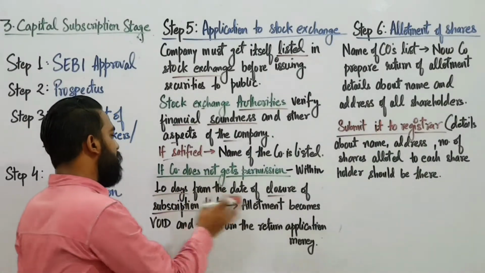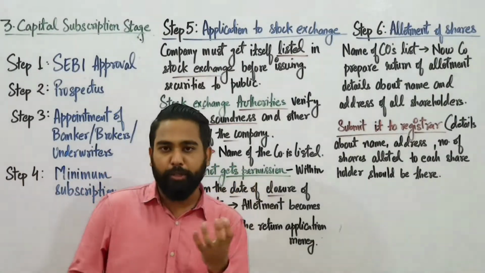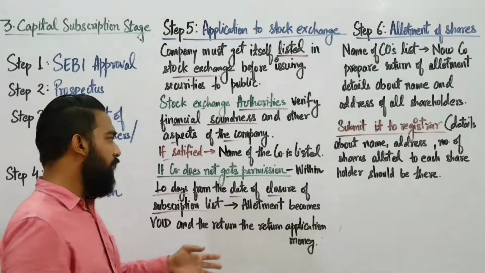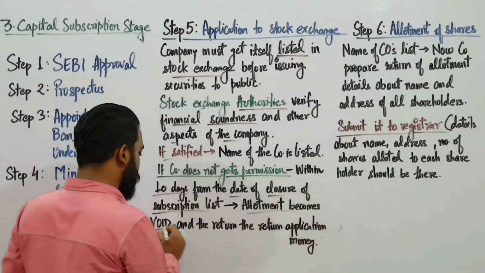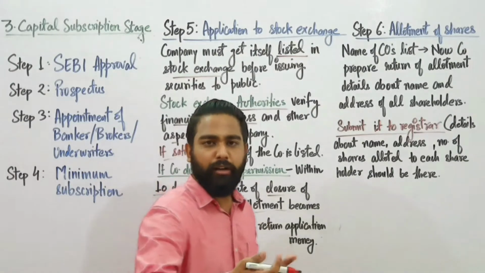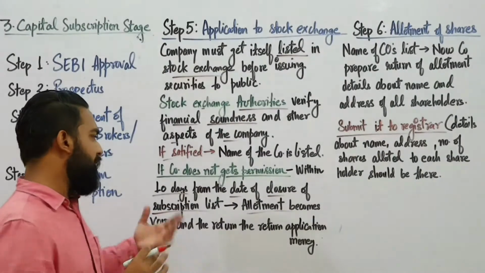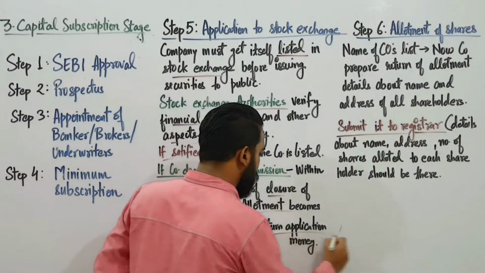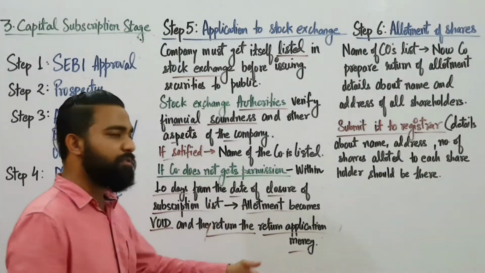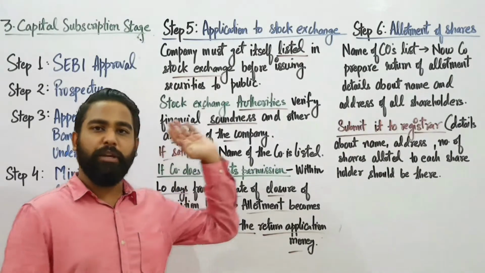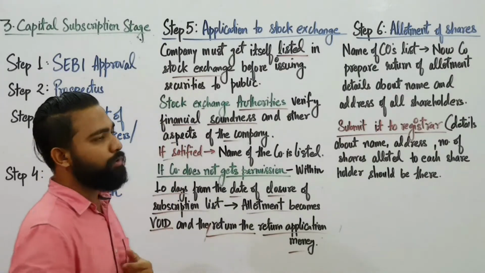In this case, within 10 days from the date of closure of the subscription list, as soon as the subscription list is closed, the allotment becomes void. Whatever shares they have allotted to the shareholders becomes void. Void means zero, that never happened. And they return the application money. Whatever money they have received as application money is returned back to those people. So that happened under the application to stock exchange.